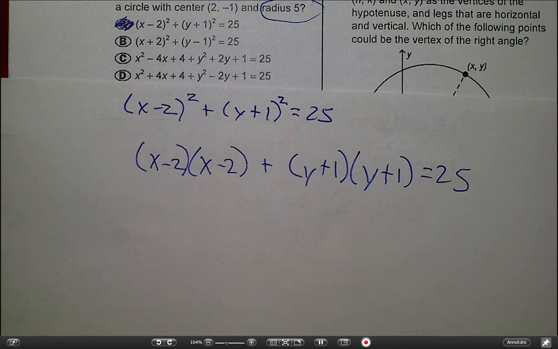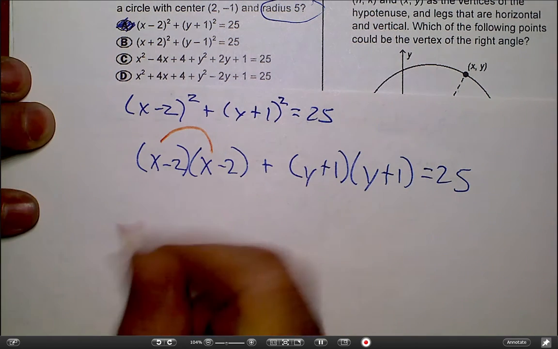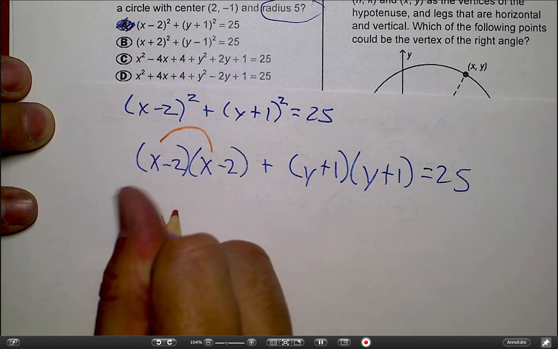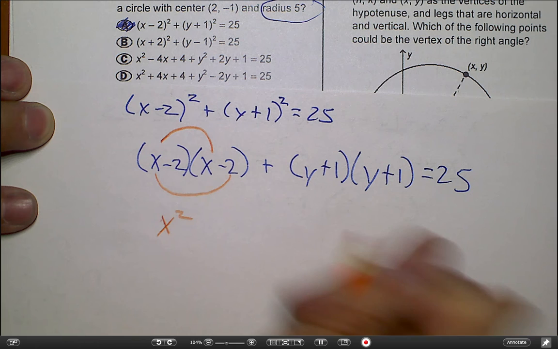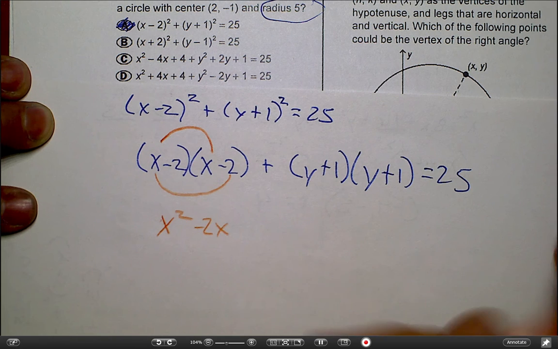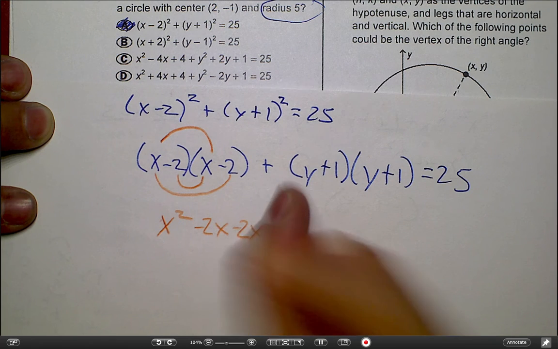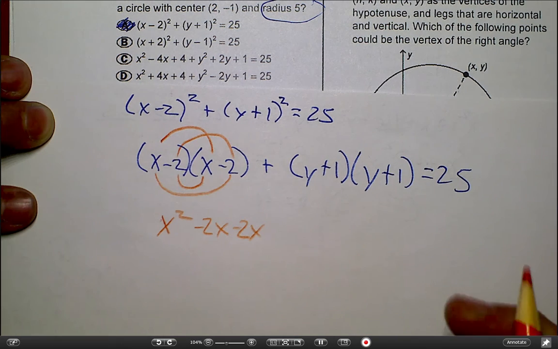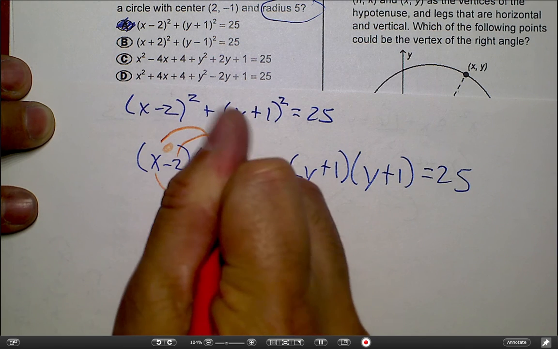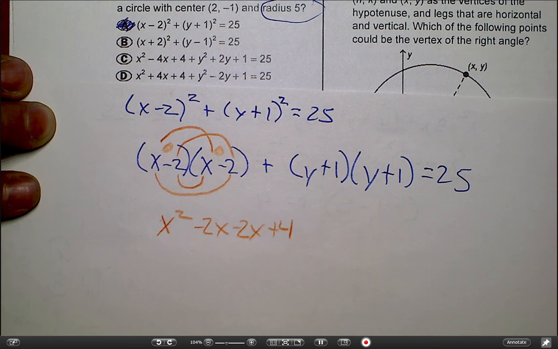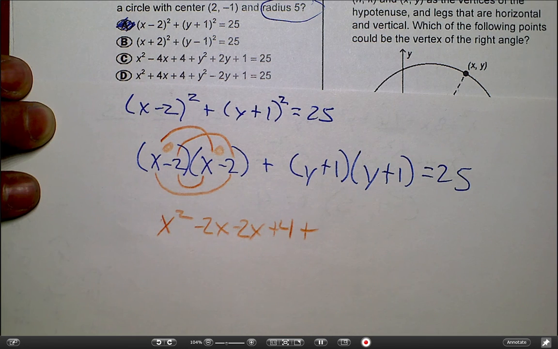All right, I'm going to go through and FOIL. So let's actually do the first one now. FOIL first: x times x is x squared. X times negative 2 is negative 2x. Negative 2 times x, and then negative 2 times negative 2 is positive 4. Very good. Plus. Now, let's do the other side.